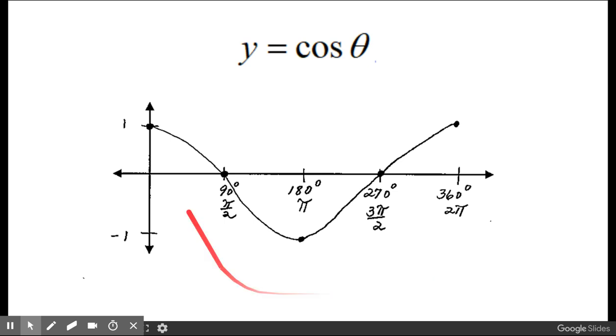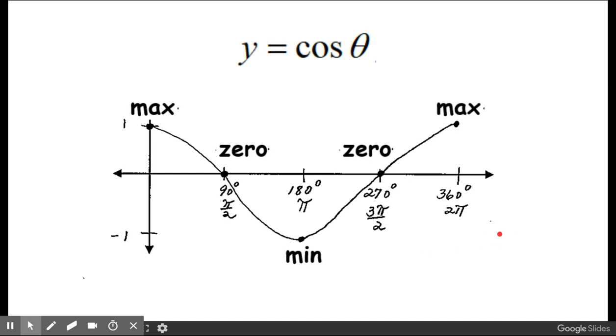So when we graph that, we get max, 0, min, 0, max. We get a 5-point pattern. That's going to happen every time. Now, the only thing that could change it is if we put a negative right out front here, the maxes would change to mins and the mins would change to maxes.